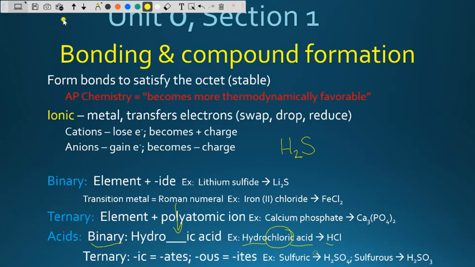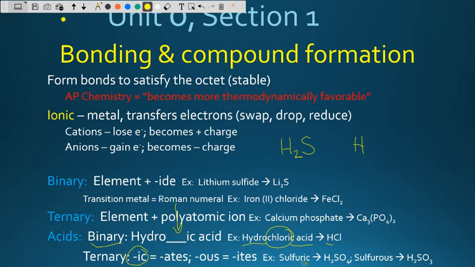Now, we also have ternary acids. Ternary acids means that I'm going to have my polyatomics once again. So it starts with hydrogen, and the question is, which polyatomic are we going to have? If it's an -ic acid, that means it's some kind of hydrogen with some kind of -ate polyatomic ion. If it's an -ous acid, it's an -ite polyatomic.